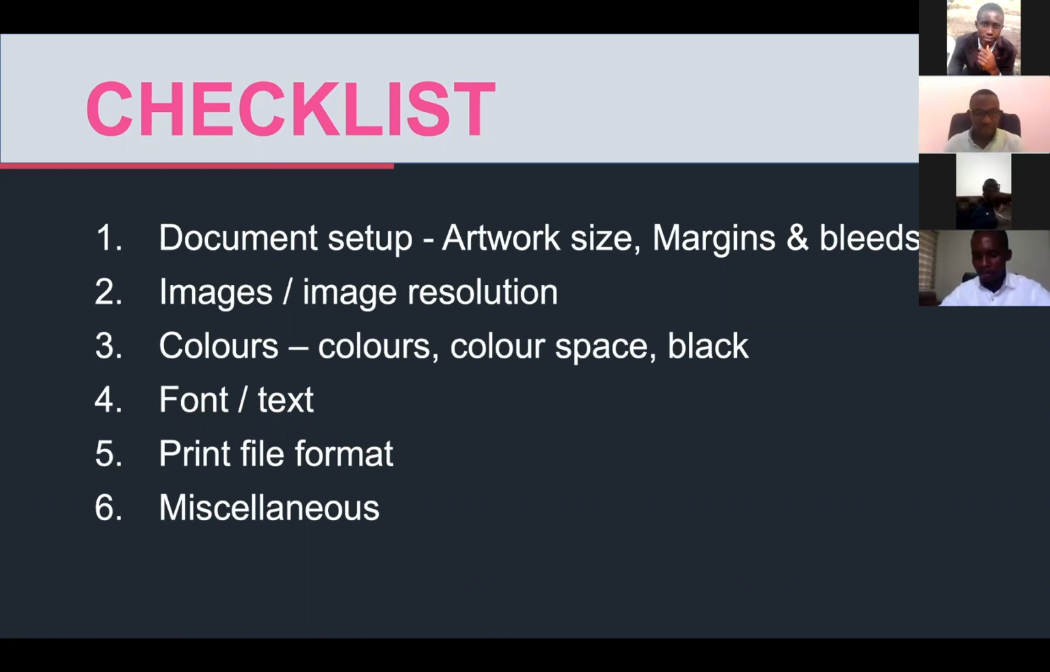So quickly, the checklist, we have grouped them into 6 points. One, the document setup, which has to do with the size of your artwork, the margins and the bleeds. We are going to explain them. Then the images and image resolution, then color, which has to do with your colors and the color space in which you work and the use of black.